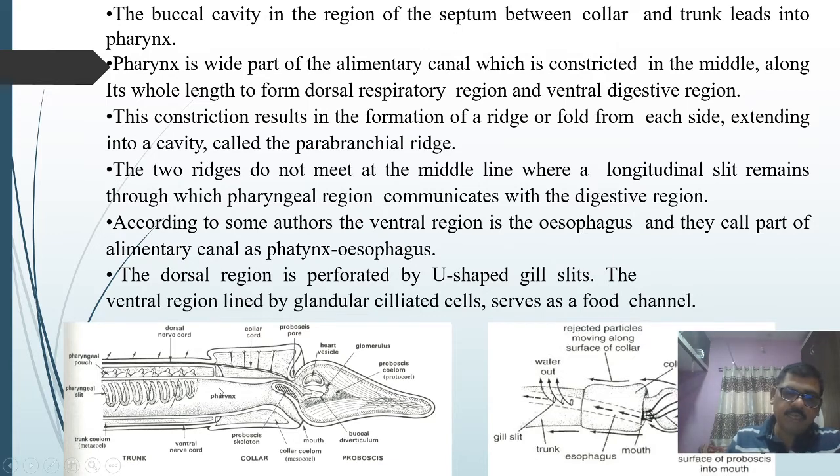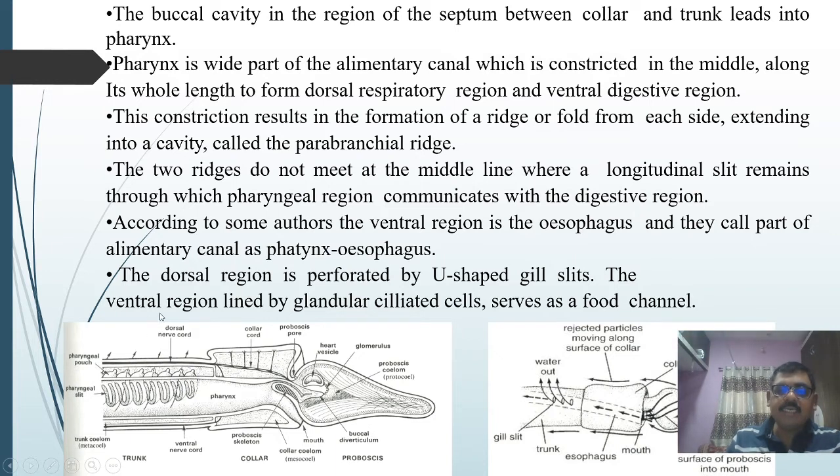Some of the authors say this upper part is the pharynx and this lower part is the esophagus. The dorsal region, where you can observe the dorsal nerve cord, is perforated by the small openings, the U-shaped gill slits.